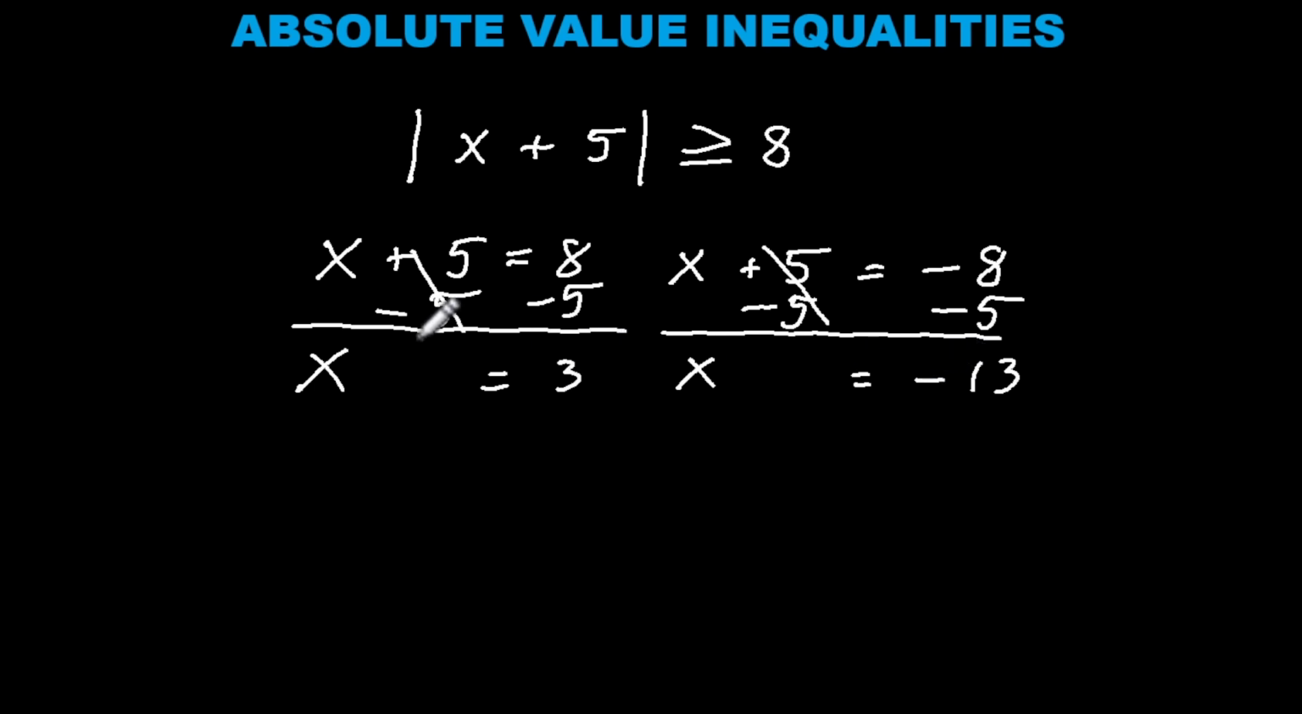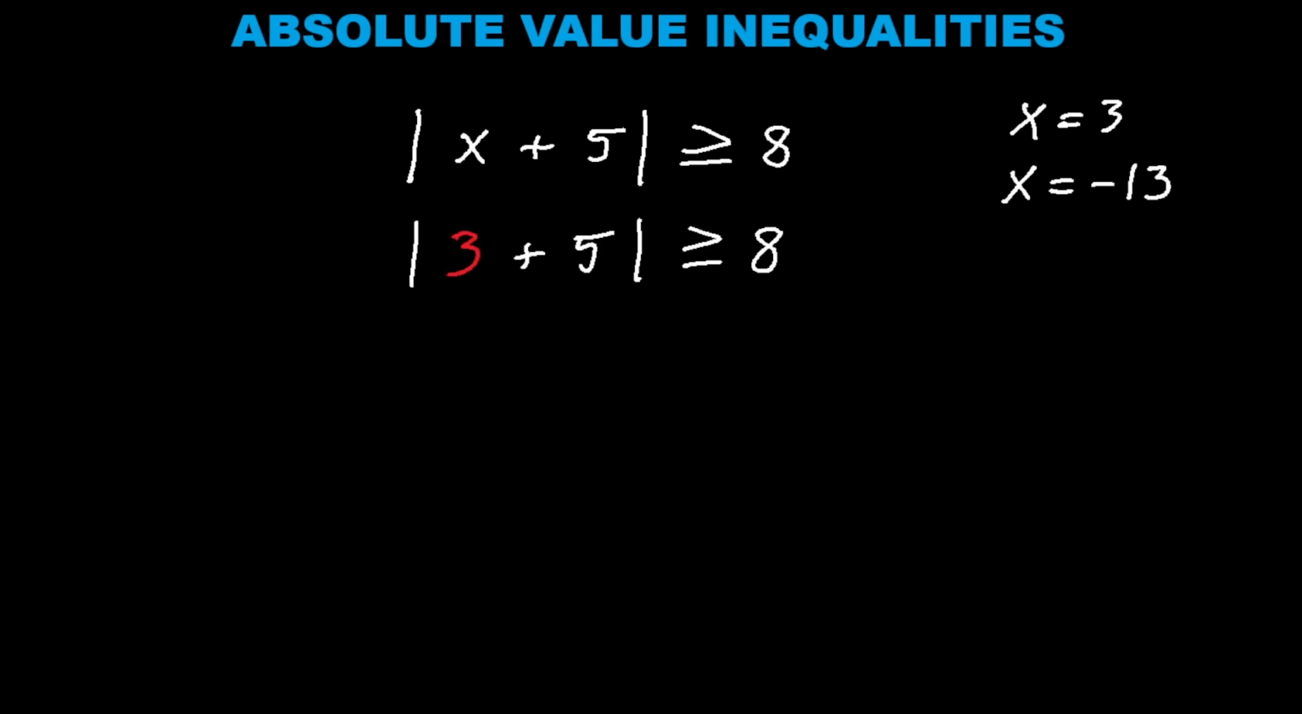What I'm going to do is plug in x equals 3 into the original inequality. And what I get is 3 plus 5 inside the absolute value symbol. So I have absolute value of 8, which is 8, is greater than or equal to 8. So the 3 works. And the same thing with the minus 13, plugging it into the original inequality, we get absolute value of minus 13 plus 5 is going to be minus 8, and the absolute value of minus 8 is 8, and 8 is greater than or equal to 8, so that's true.